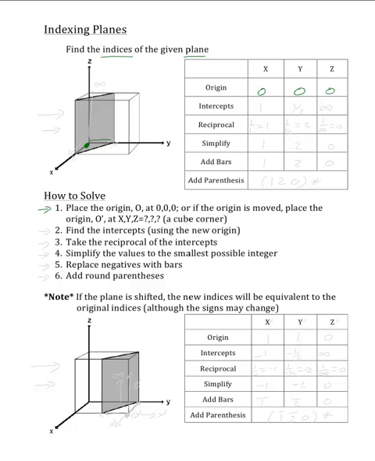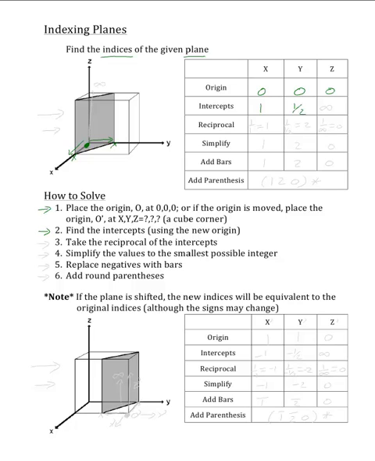Now the next step is to find the intercepts. In order to find the x-intercept, we'll start at the origin and travel along the x-axis until the plane intercepts it, which is right here at 1. To find the y-intercept, we'll go back to the origin and travel along the y-axis until the plane intercepts it, which is right here at 1/2.